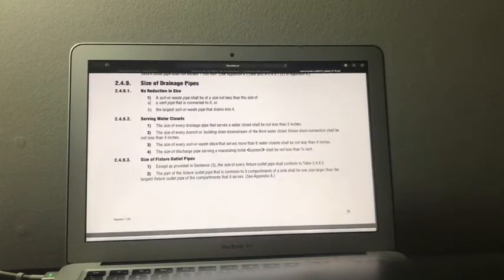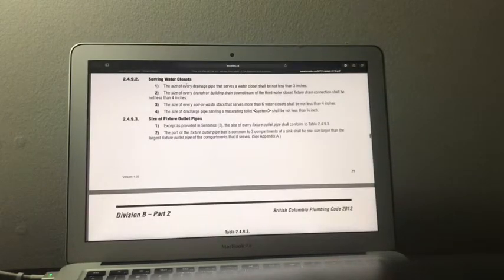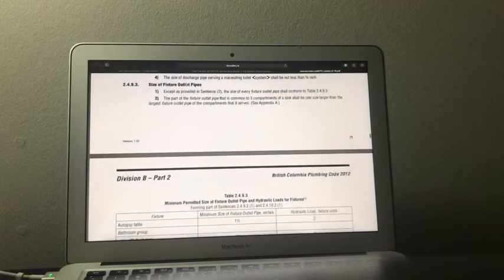We're not going to read about rainwater leaders. You'll learn how to size those and learn about those in school.